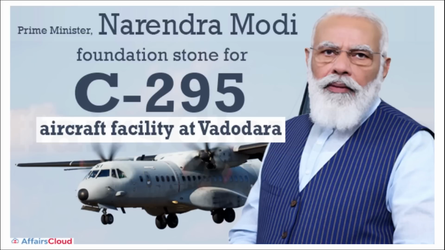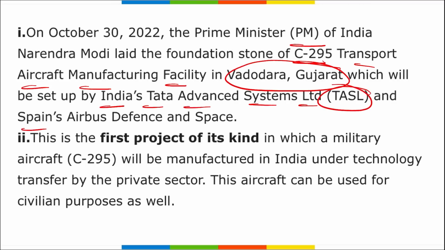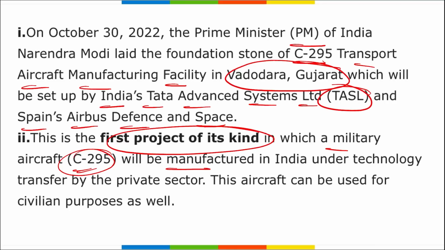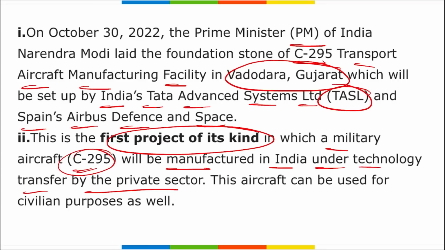So friends, now let's also revise some other important news for the day. Prime Minister Narendra Modi laid the foundation for the C295 aircraft facility, and the foundation stone was laid at Vadodara, Gujarat. Highly important. It will be set up by India's Tata Advanced Systems, that is TASL, and Spain's Airbus Defence and Space. This will be the first project of its kind in which the military aircraft C295 will be manufactured in India under technology transfer by the private sector. Now this question can be asked in a different way: the military aircraft manufacturing of C295 will take place at what location?